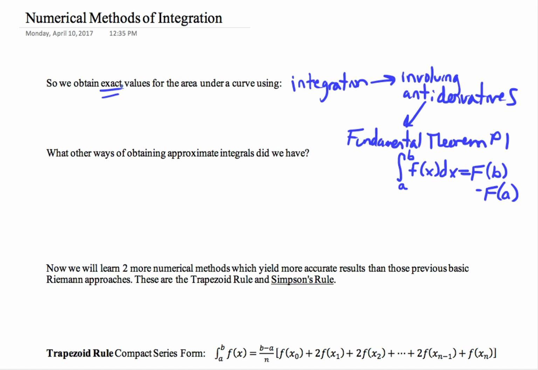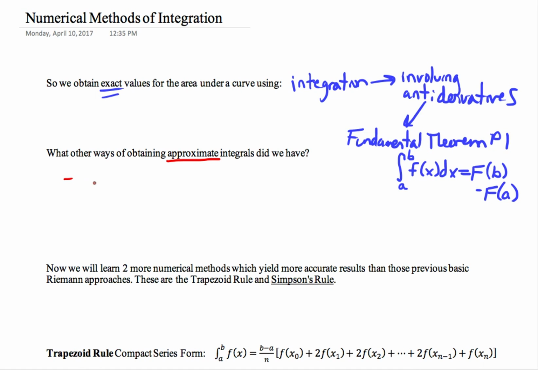So I wanted to just remind you that you also knew some numerical methods for finding the area under a curve as well. So what other ways of obtaining approximations for integrals have we already done? I think you should think back to when we were just trying to find the approximate area and we were using our calculator and those different rectangular approximations. So think about it for a second and see if you can come up with something.